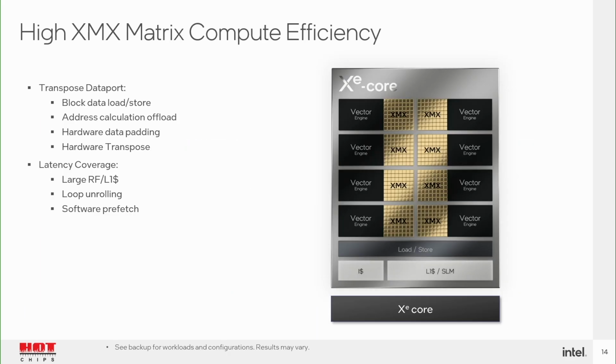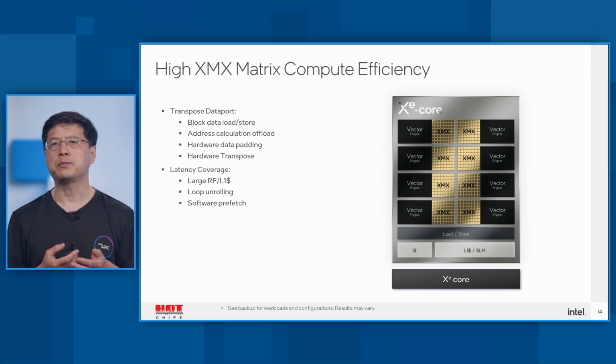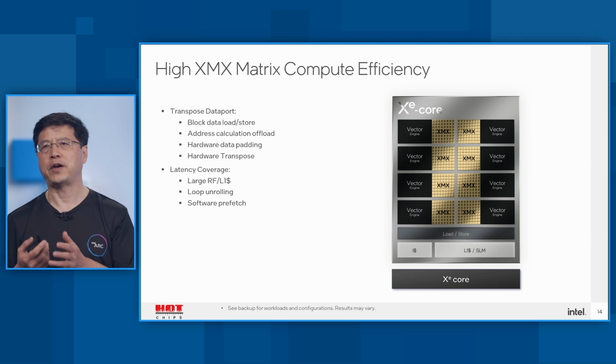And earlier, I mentioned that for the matrix operation, the throughput is much higher. In fact, the matrix operation throughput compared to single precision floating point is like 16x. And that really puts a lot of pressure on the memory hierarchy. To reduce that pressure, we focus on operation offload. We built something called the transpose data port as part of the Xe core.